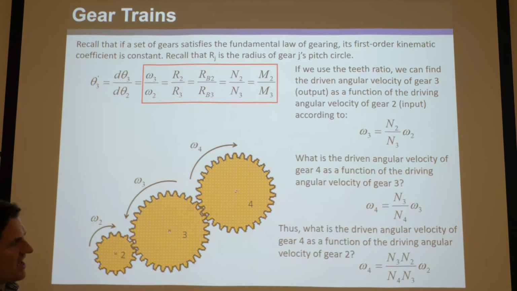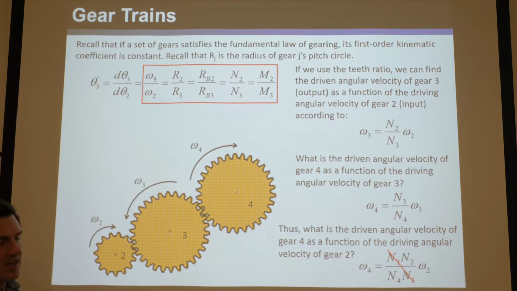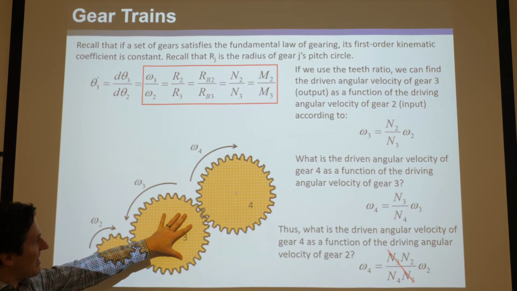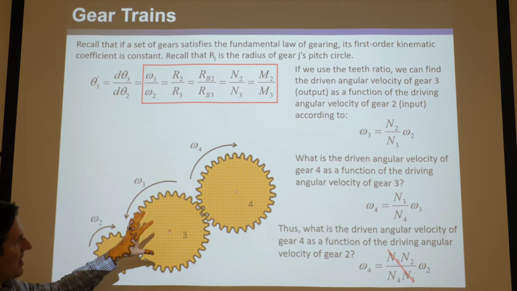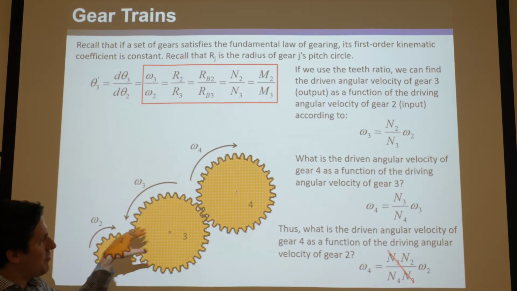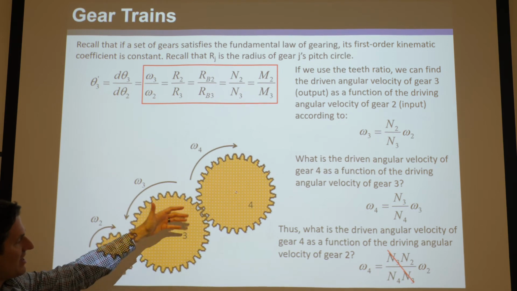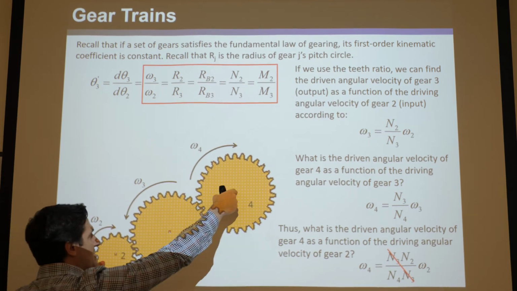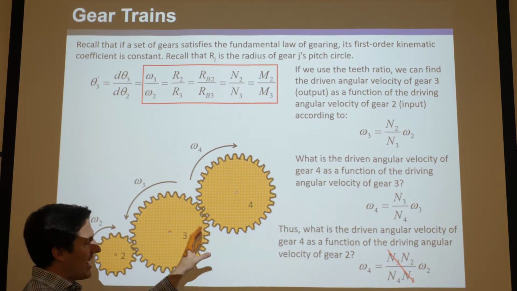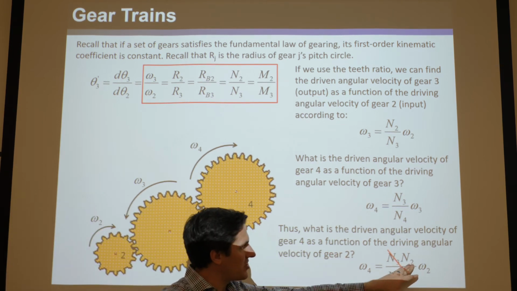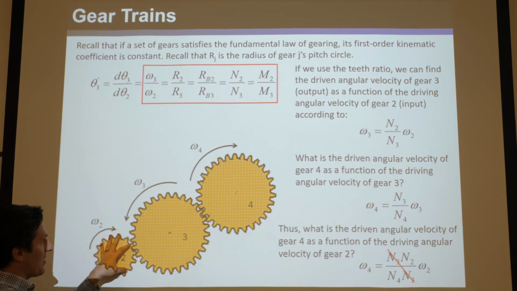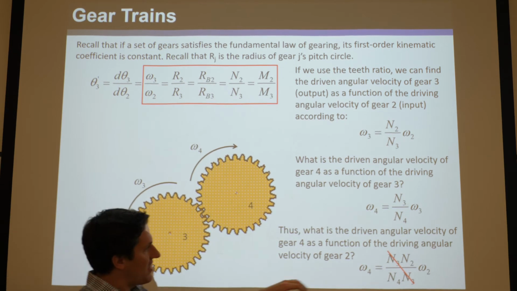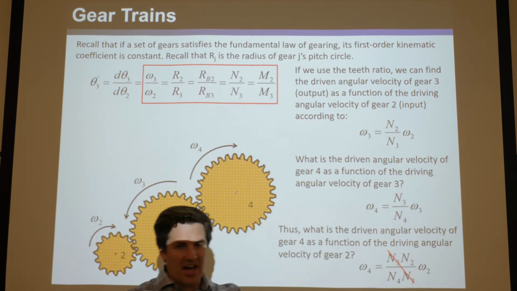And interestingly enough, the n3 just cancels, which means this gear is kind of totally irrelevant. Any gear in between the input and the output that you're interested in is just kind of causing more distance between these things. It's not doing anything to the transmission ratio. To find it, you just count the teeth on this, count the teeth on this, ignore the teeth on this, and you take those ratios and you got it.